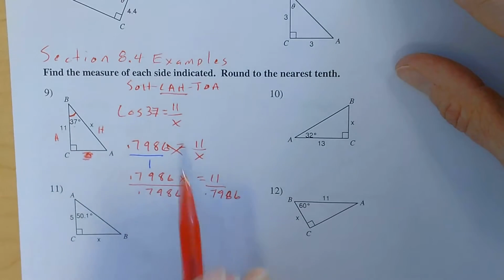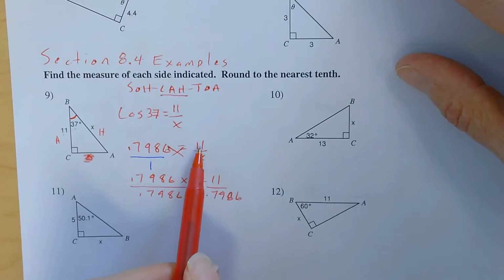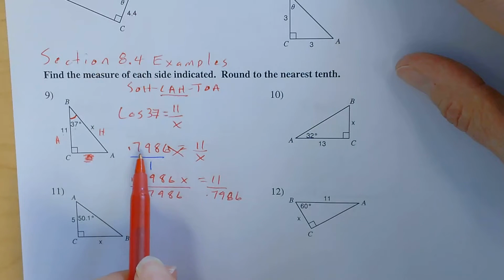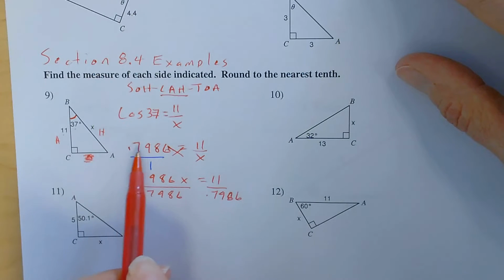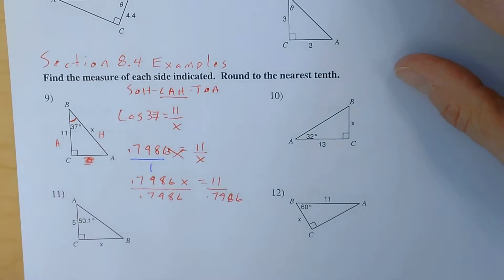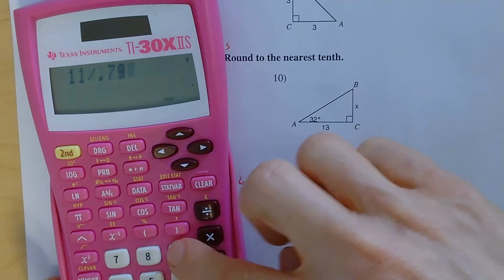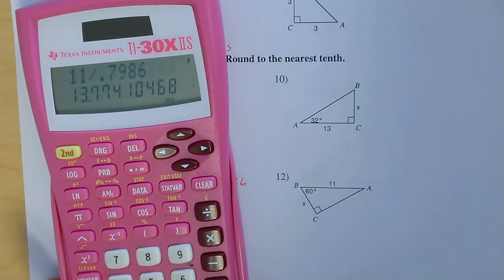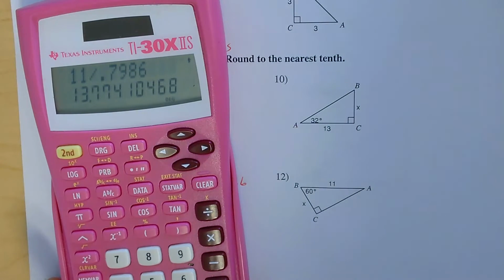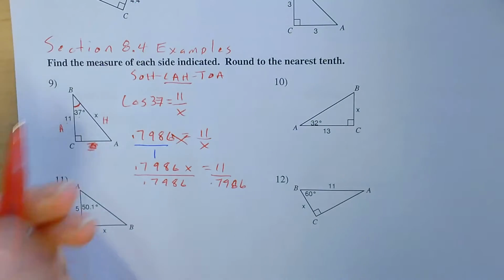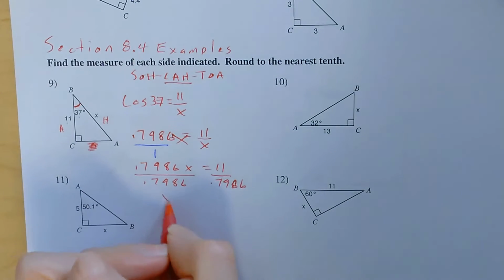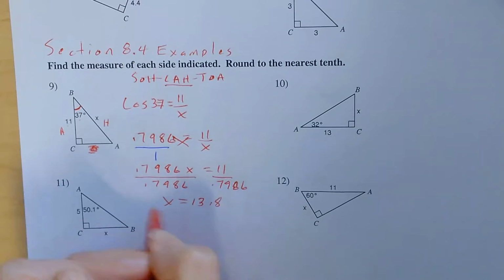And then you'll have to go back and divide by that 0.7986. That will always happen. If the variable is on the bottom, you'll always be taking that top number and dividing by the cosine or sine or tangent of whatever number you're using. So you're just going to type in 11 divided by 0.7986, and then you're going to round to the nearest tenth for the side. So this is going to be 13.8. So I'll just put here x equals 13.8.